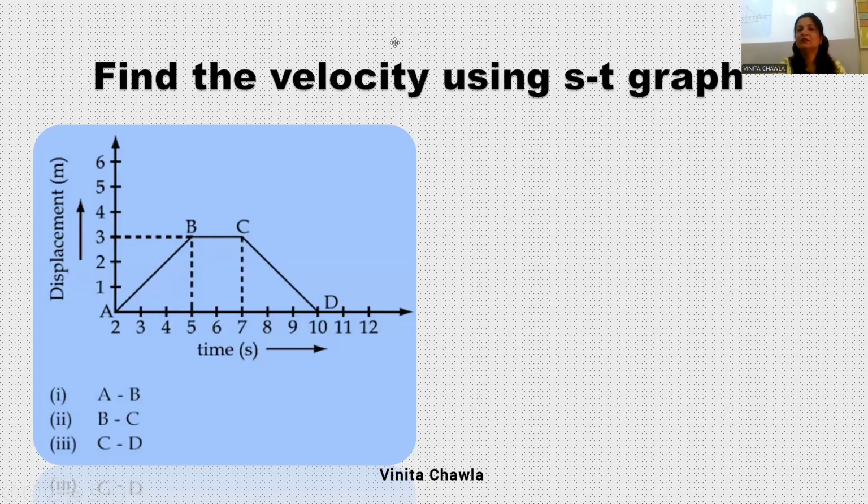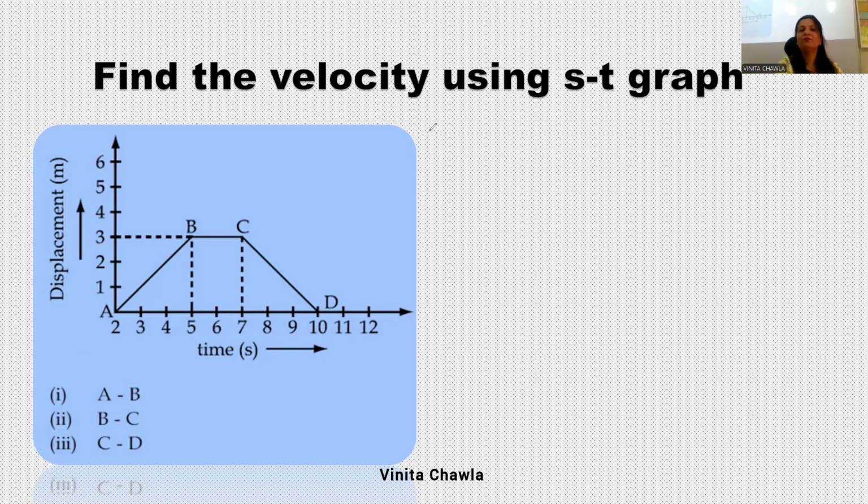Find the velocity using the ST graph, A to B, B to C and C to D. This graph is given so we can see that initially this AB represents an inclined line. Okay, it represents uniform motion. Again, we have this line parallel to the time axis and then CD. Again, we have another inclined line. Again, it represents uniform motion.